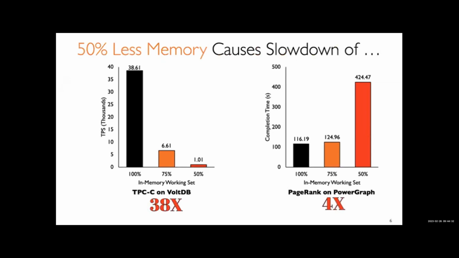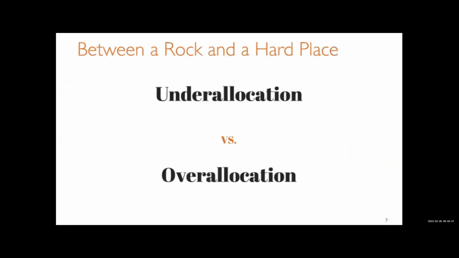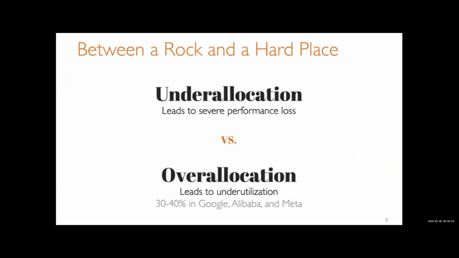performance loss for PowerGraph. And to resolve this, in the cloud, when people run memory intensive applications, users usually allocate more memory than necessary. This puts us in a situation between a rock and a hard place. On one hand, if we allocate less memory, you will face severe performance drop. And on the other hand, over allocation causes underutilization of the memory in the cluster. For example, in most of the big clouds like Google, Alibaba, or Meta, on average, 30 to 40% of memory always remains underutilized. More importantly, this underutilization is not uniform throughout the whole cluster. Some machines can be under severe memory pressure, while the others may have a significant amount of free memory.